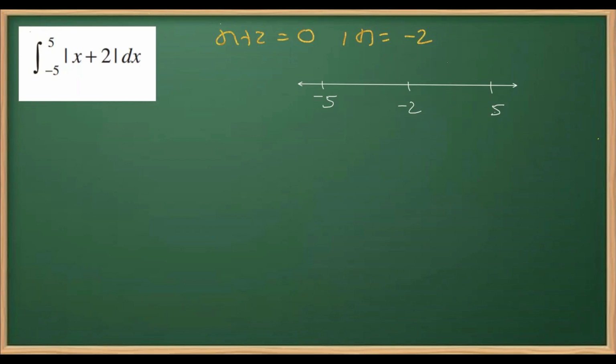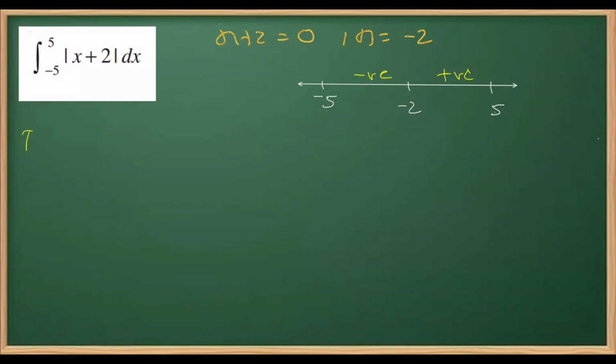Next, within the limit minus 5 to minus 2, will you get a positive or negative? You can plug in a value. Let's say I take minus 3. On placing x as minus 3, I'm getting negative. So within this limit, it is negative. And if I take any value from minus 2 to 5, I can take 0. If I place 0 here, I'm getting positive. So within the limit minus 5 to minus 2, this function will be negative, and in the limit minus 2 to 5 it is going to be positive.